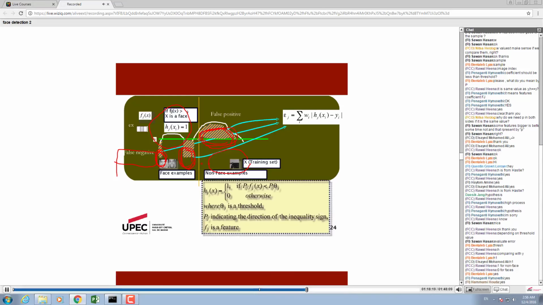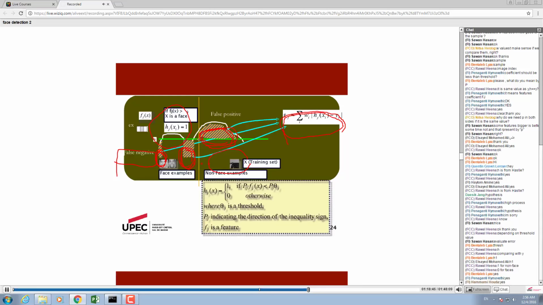Okay. So finally, errors are calculated using this false negative and false positive area. So that is this formula, EJ. So now we have to understand this formula.